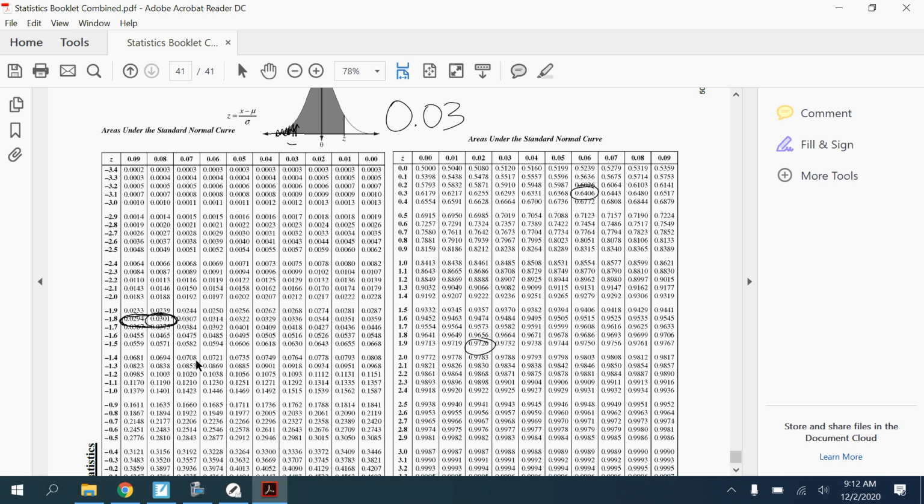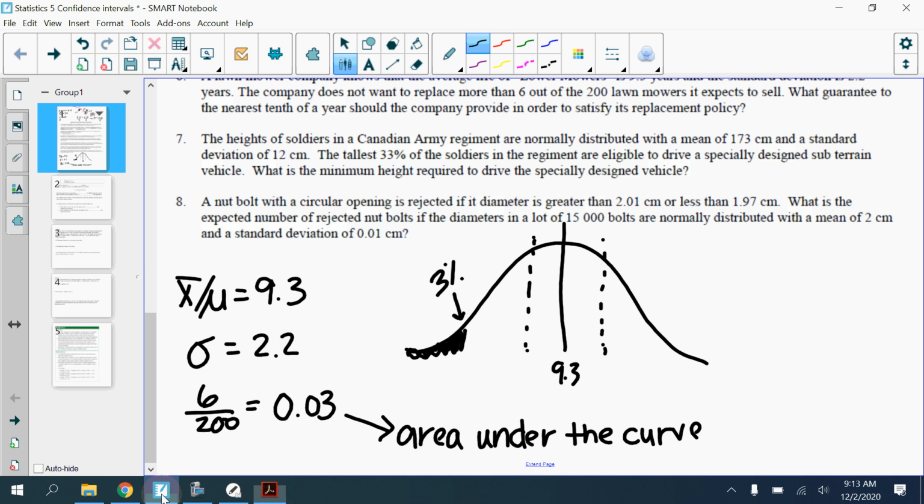So I'm going to estimate it at negative 1.88. It's probably slightly more than that, 1.885, something like that. But we're just going to use that 1.88. So that represented, again, the area under the curve.